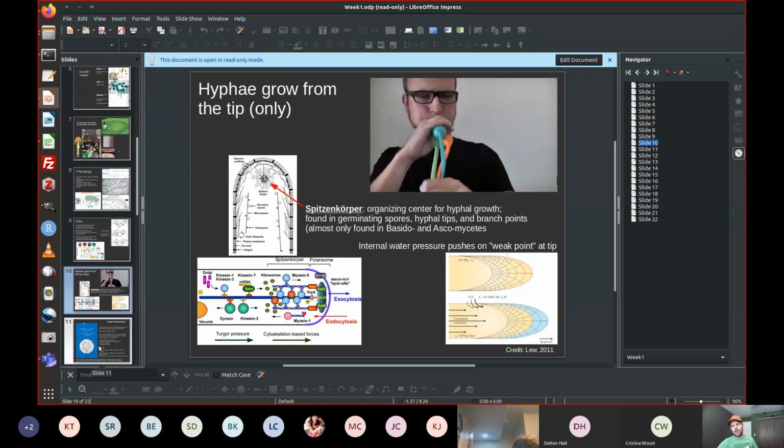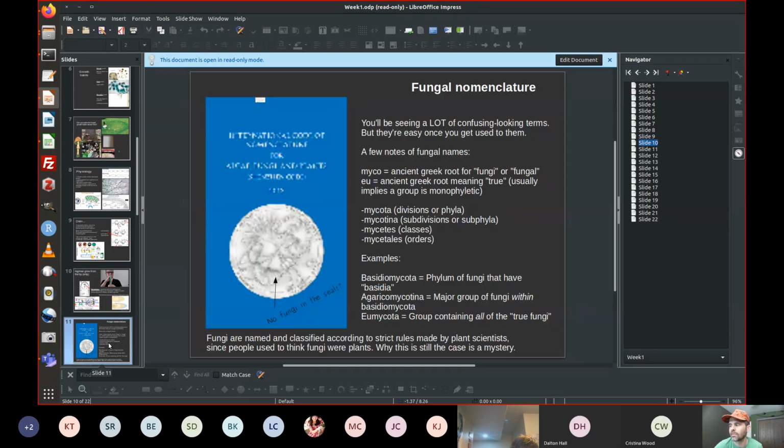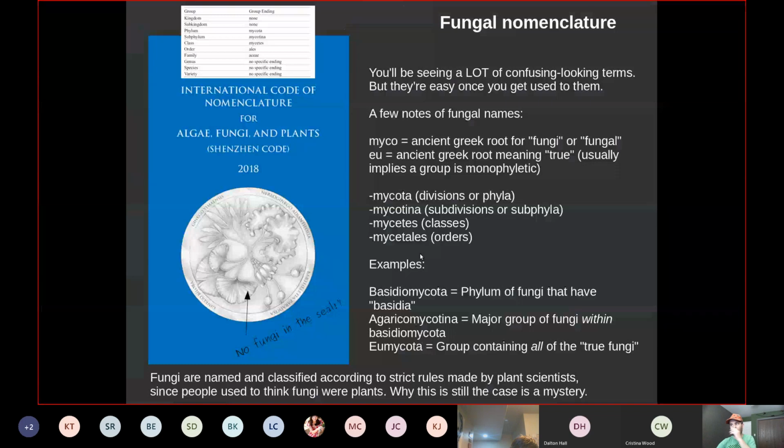All right. As we get on in our lessons, especially during the first fourth of this class, you're going to hit tons of brand new nomenclature. So let's take a look at that. Fungal nomenclature is really stupid. I'm sorry about that. Okay.